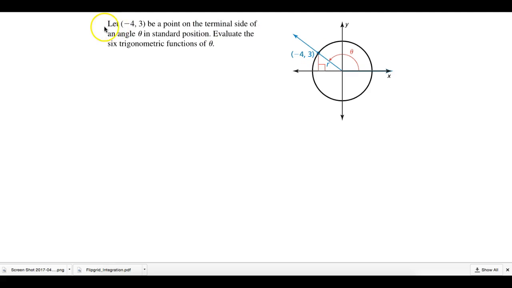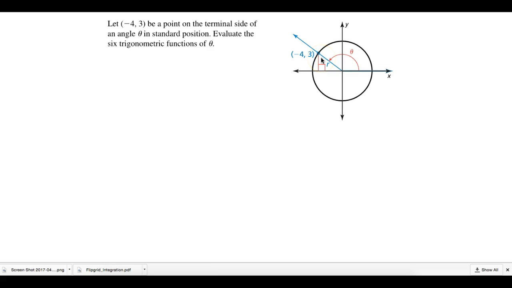Now let's read the problem. Let negative 4, 3 be a point on the terminal side of an angle theta in standard position. Evaluate the 6 trigonometric functions of theta. All right, so here's our angle right here. Here's theta. And if you look at this diagram, you see r. r is going to be the distance from the origin out to the point, negative 4, 3.